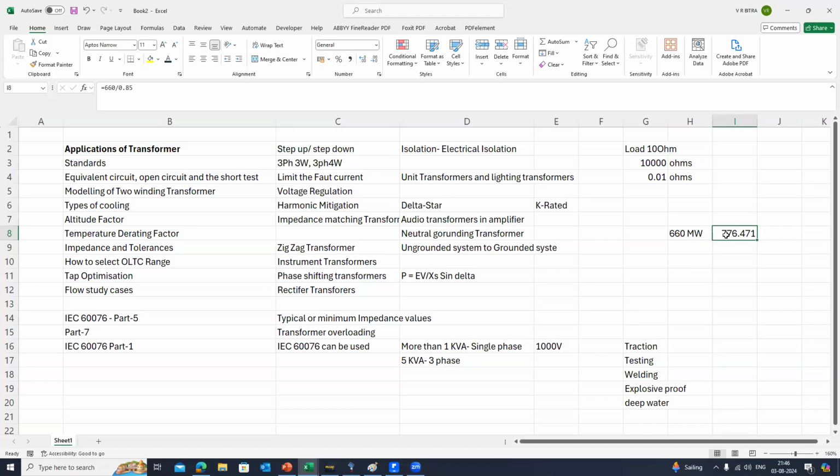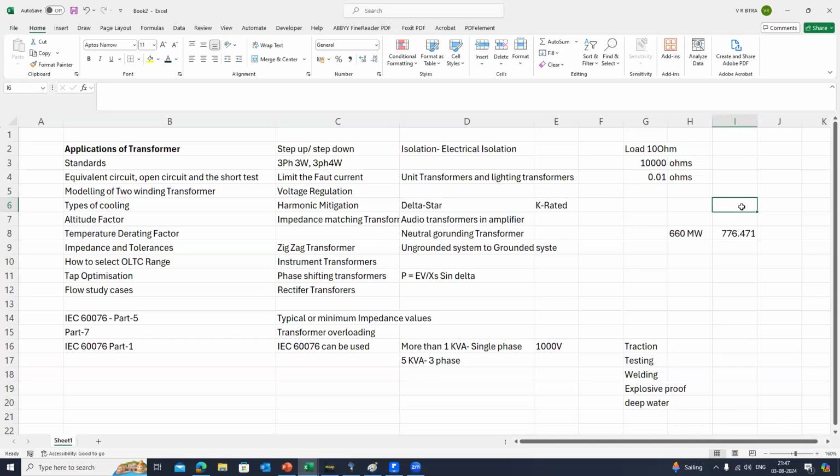Now, the point here is manufacturing this 776 MVA transformer. The size itself is very huge, right? So you have to transport the transformer from the manufacturer to the site. So definitely the size of the transformer will be increased, and you will be having transportation issues.